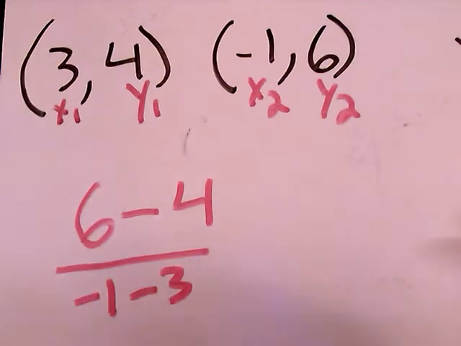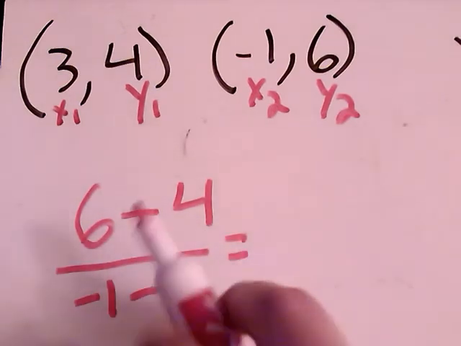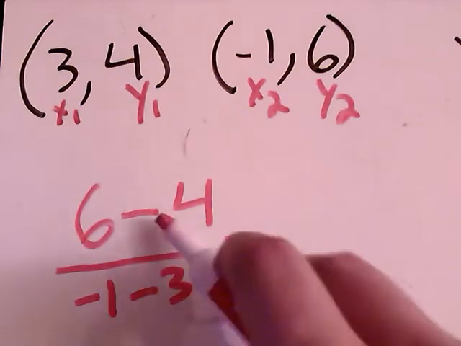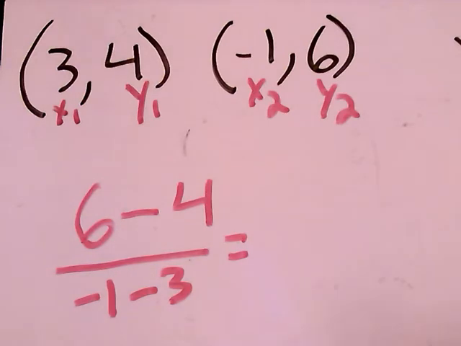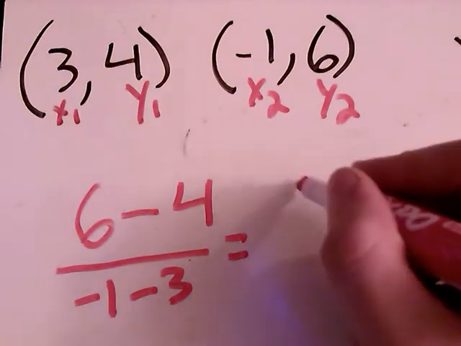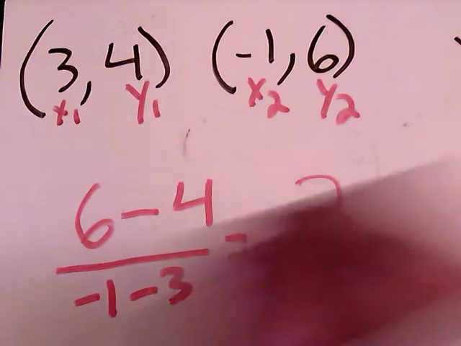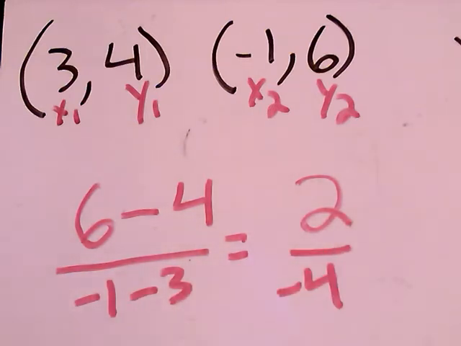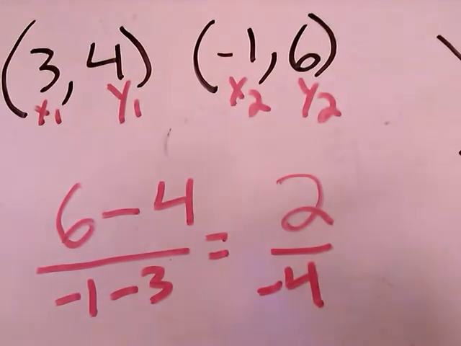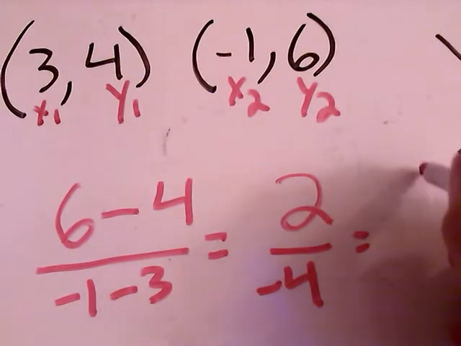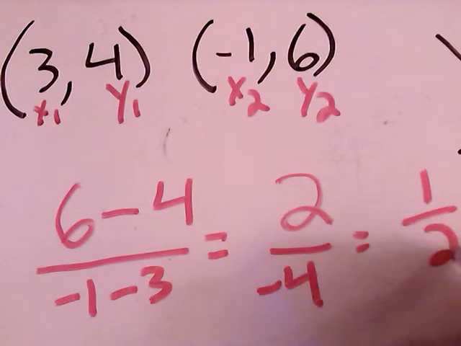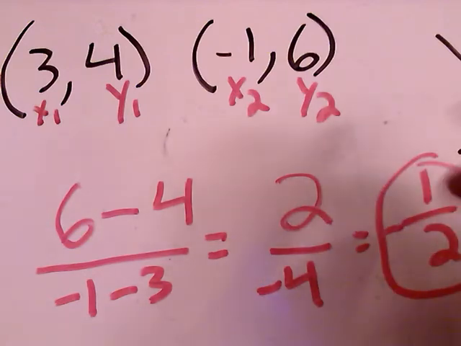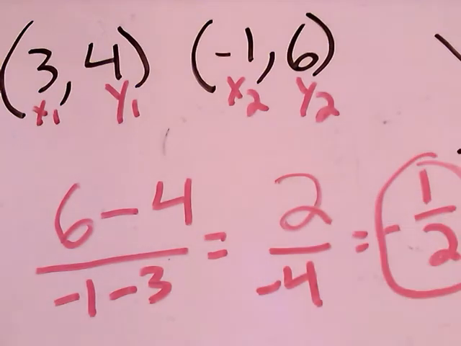So remember where they go. Remember, it's always a subtraction sign. We'll talk about what happens when there's a negative involved in the second number. We should get 2 over negative 4. Now you gotta remember, slope is always in simplest form, so we're not done yet. 1 over 2, the negative. So slope is negative 1 over 2.